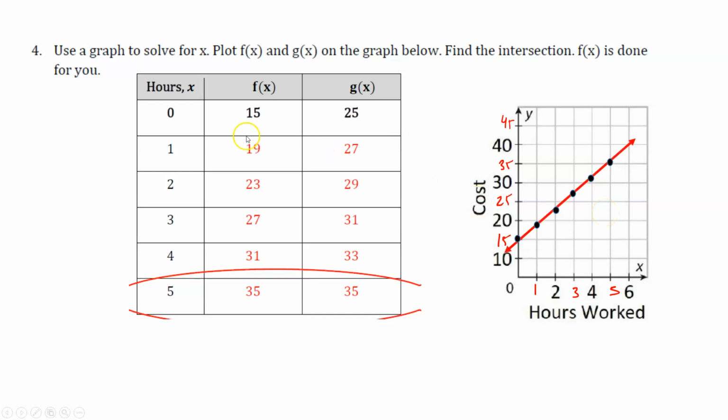For the next one, they did 0, 25. Where's 25 on the y-axis? There it is. 1, 27, 2, 29, 3, 31, and, oh, it's getting close, 4, 31. And that's exactly where they kind of cross.